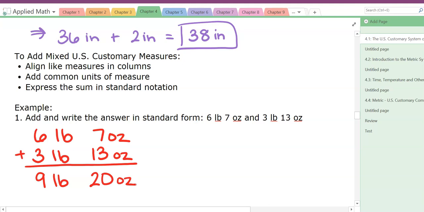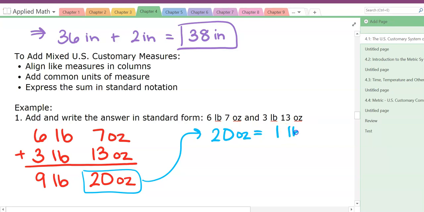Okay, now which one do I need to rewrite a little bit? Okay, 20 ounces. So let's focus on that for a second. What would that be the same as? Good. 1 pound, 4 ounces. Because there's 16 ounces again in a pound.